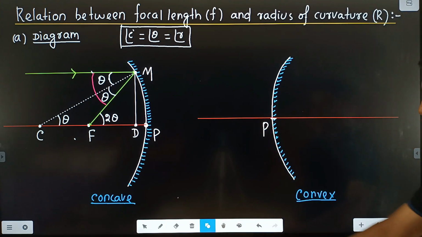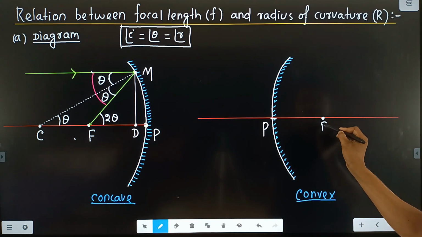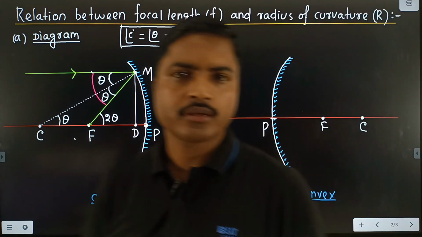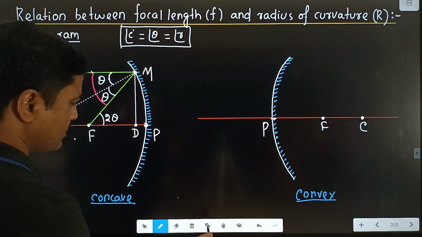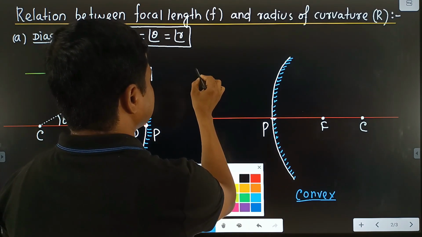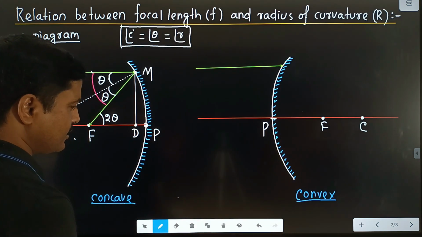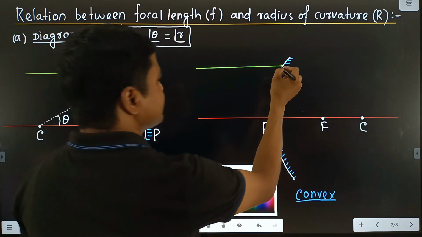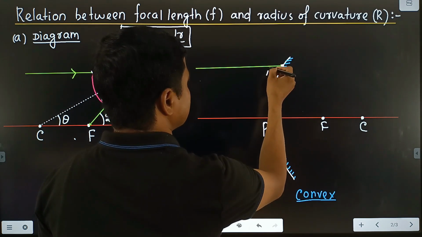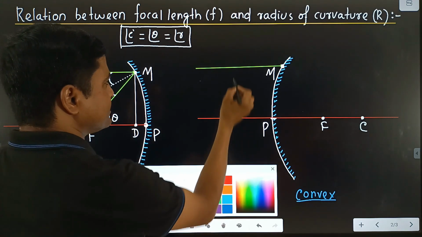Clear? And at this point we write, suppose focus, and at this point, suppose that is the center of curvature. We take an incident ray, and suppose the incident ray is parallel to the principal axis. This one is the incident ray. It is incident at this point, and this is the point of incidence, which we write, suppose, capital M. Clear? This one is the incident ray.